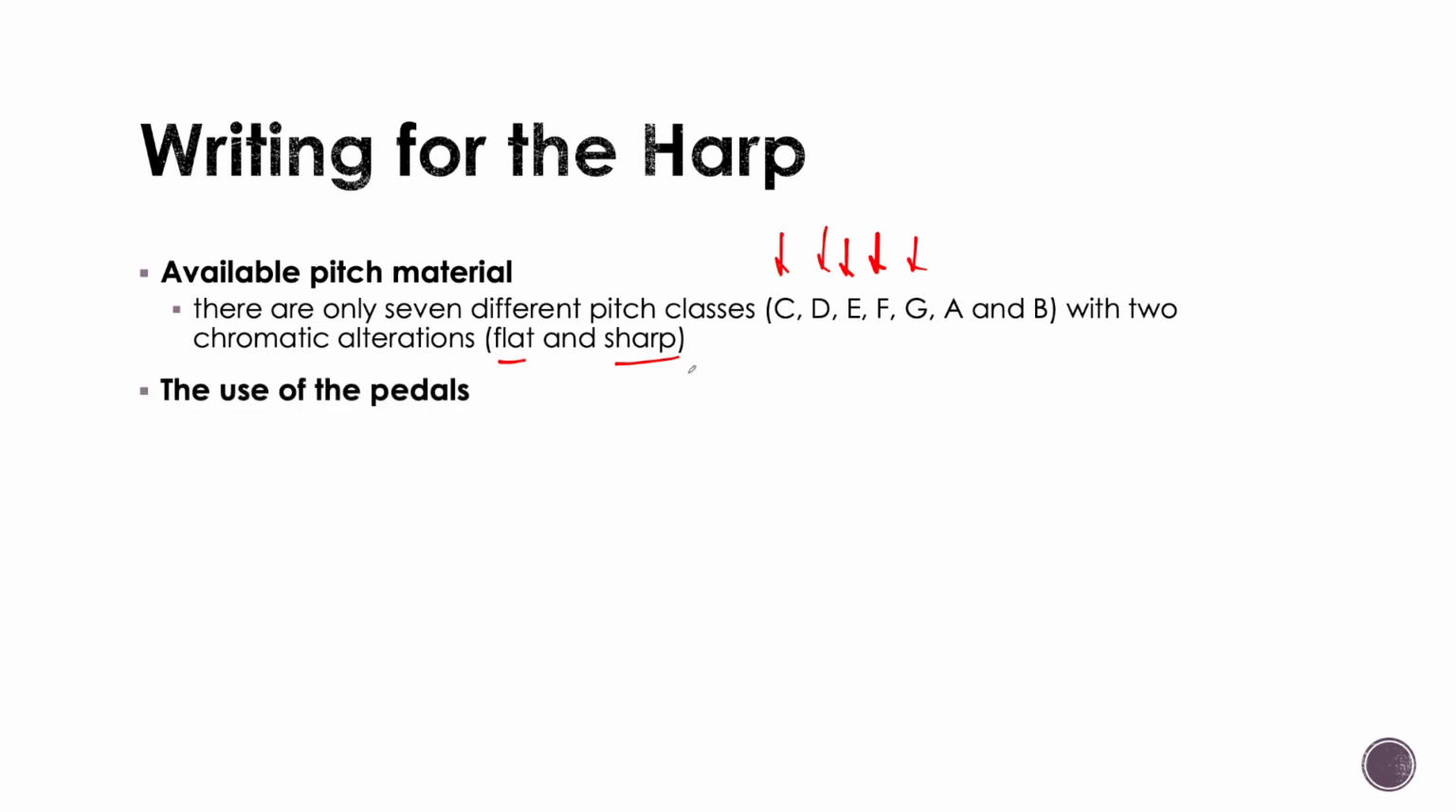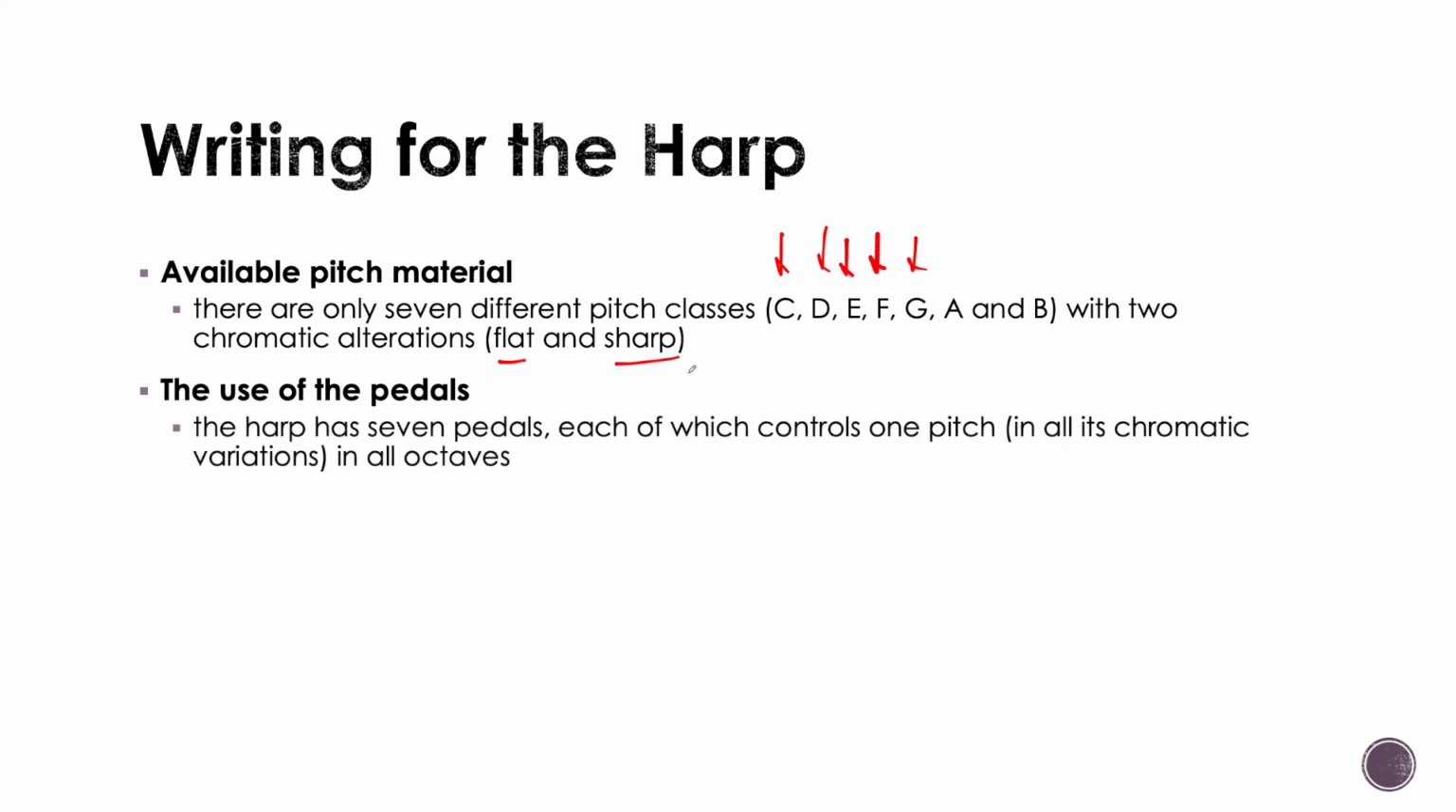And this is the second point, the use of the pedals. The harp has 7 pedals. The pedals of the harp are not the same as the pedals of the piano. As I said, each of the pitches could be either flat or natural or sharp, and this is controlled by a pedal mechanism. 7 pedals for 7 individual pitches.